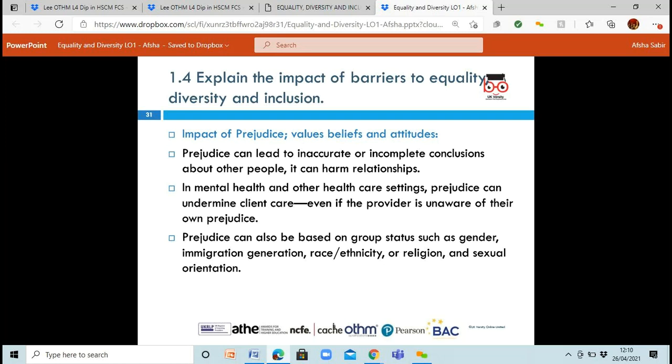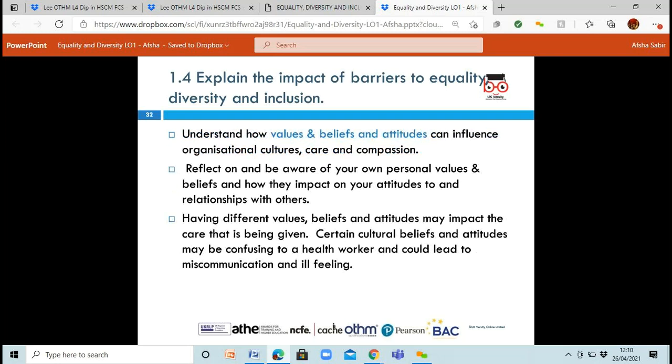Prejudice can also be based on a group status, such as gender, immigration, generation, your ethnicity, your religion, and so on. And then finally, values, beliefs and attitudes can influence how the organization works and also how you work as well. It depends on what your culture is, what sort of care and compassion you have.